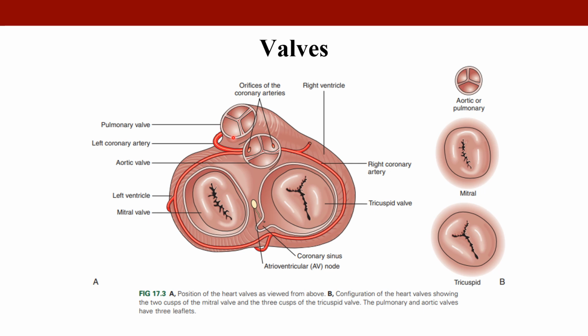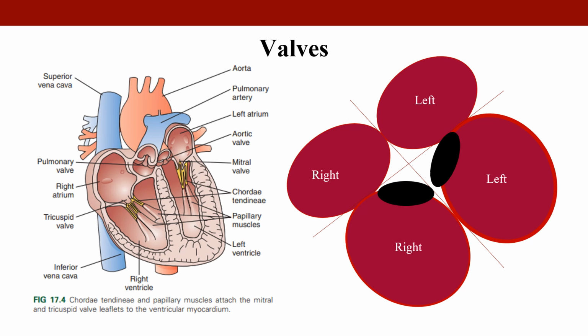Semilunar valves. The pulmonary valve and aortic valve prevent backflow from the arteries into the ventricles during relaxation. Pulmonic valve, pulmonary valve. Found at the junction of the right ventricle and pulmonary artery, it opens to allow blood to flow from the right ventricle into the pulmonary artery and closes to prevent backflow into the right ventricle. Aortic valve, located between the left ventricle and the aorta, it permits blood to flow from the left ventricle into the aorta and prevents backflow into the left ventricle during relaxation.